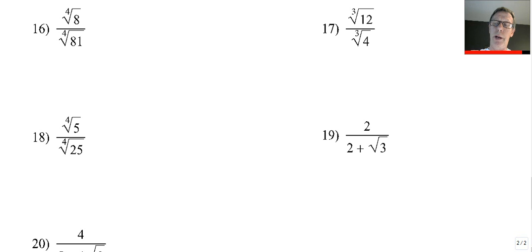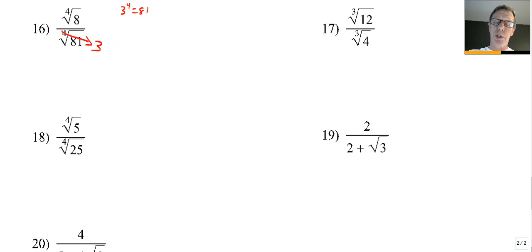Before I start doing any rationalization of the denominator, I'm going to look to see if anything is going to be easy to solve. And when I look at it, let's take a look at this first. We have the fourth root of 81. Well, 3 to the fourth power is equal to 81. So this part is going to be 3 right off the bat. So this one's going to be an easy one to solve.